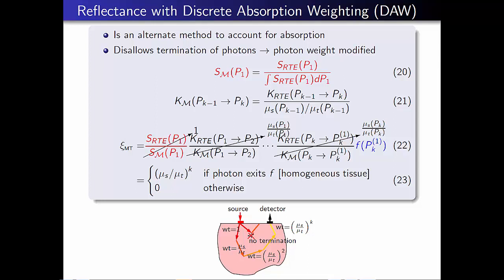And so this shows the photon weight, using this modified thermal estimator. Each one of these factors is going to be mu s over mu t evaluated at the location relevant to this factor. So if you were to have a homogeneous tissue, this would end up being mu s over mu t to the power k, k being the number of collisions prior to exiting the detector. And so this shows how this would run: it would start with a weight 1, and at each collision, that weight gets degraded by this factor mu s over mu t, and so forth until it gets detected.